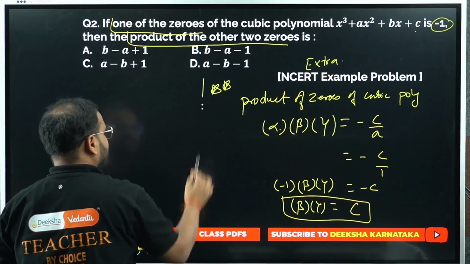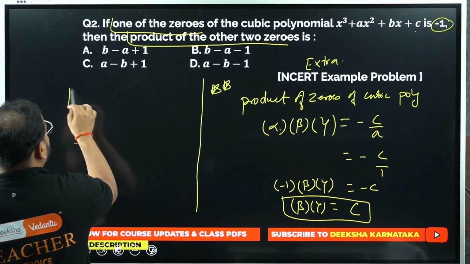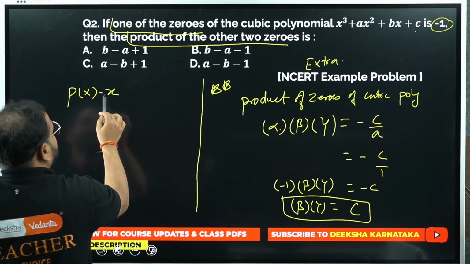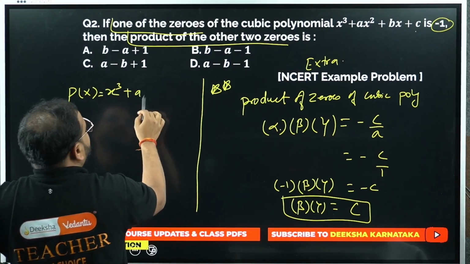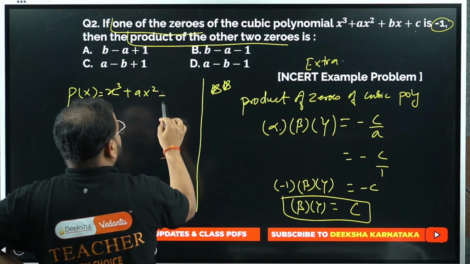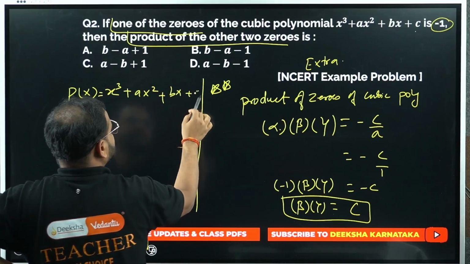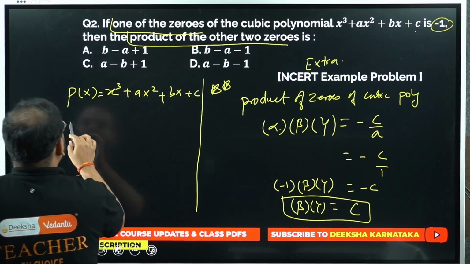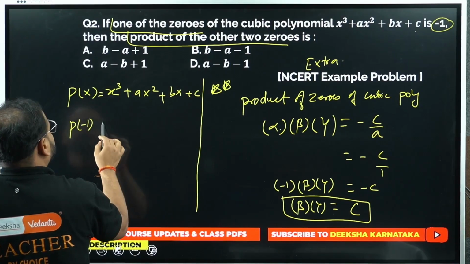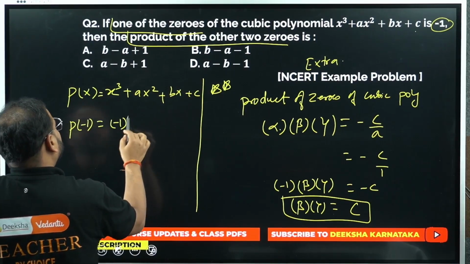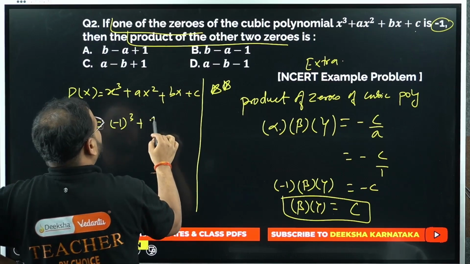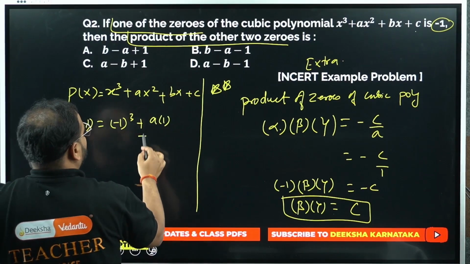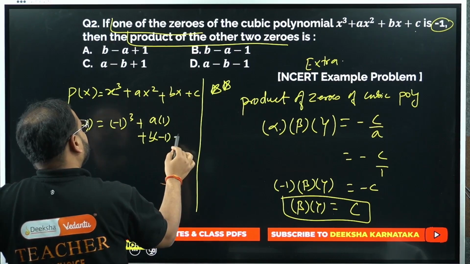In the same polynomial that they've given, p(x) equals x cube plus ax square plus bx plus c, put x as minus 1. What are you going to get? Minus 1 the cube, plus a times 1, because it is minus 1 the square, so positive only, and then b times minus 1, and plus c.